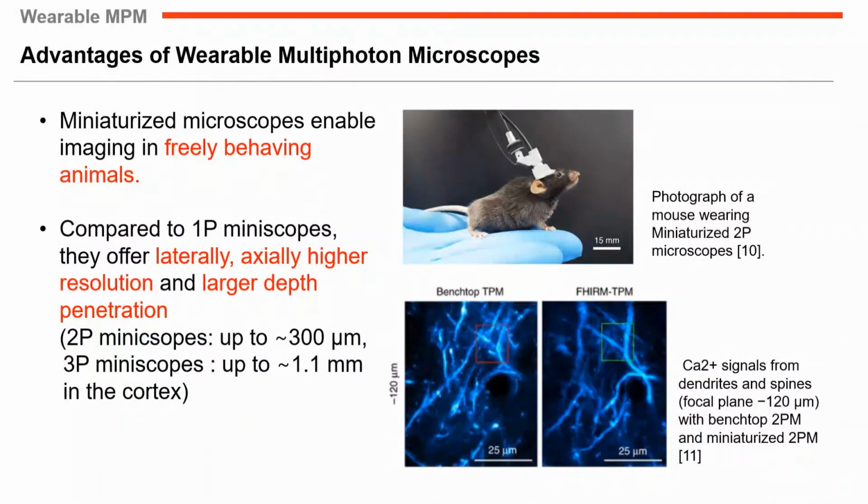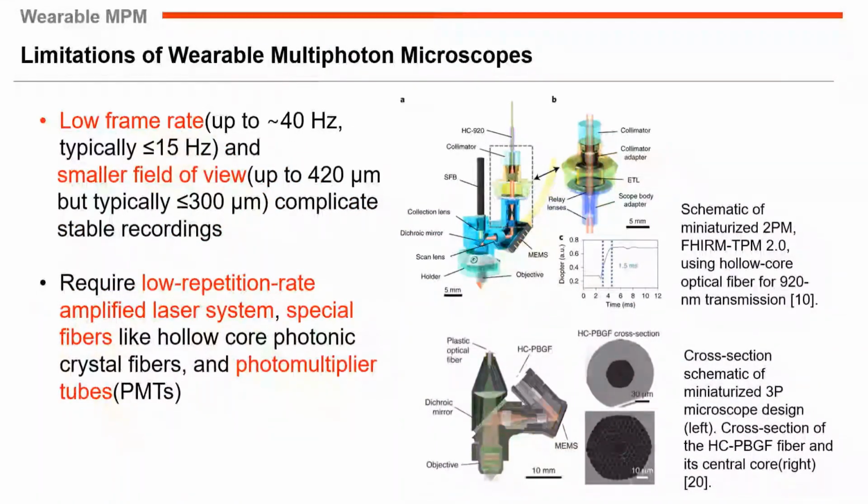Also, as you can see in the second figure at the right bottom, miniaturized two-photon microscopes have similar resolution and contrast to the benchtop two-photon microscope. But those miniaturized microscopes also have limitations. They have a low frame rate and smaller field of view, which complicate stable recording.